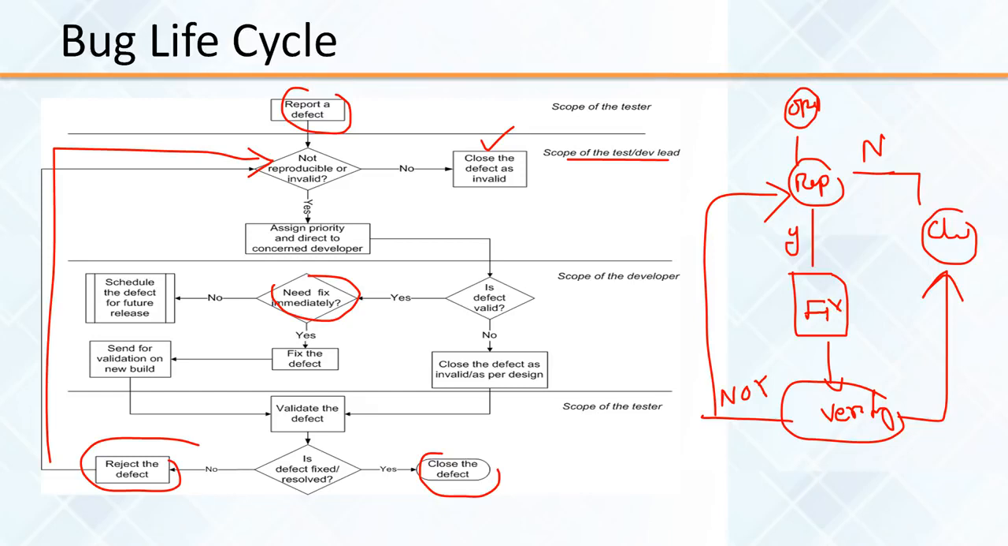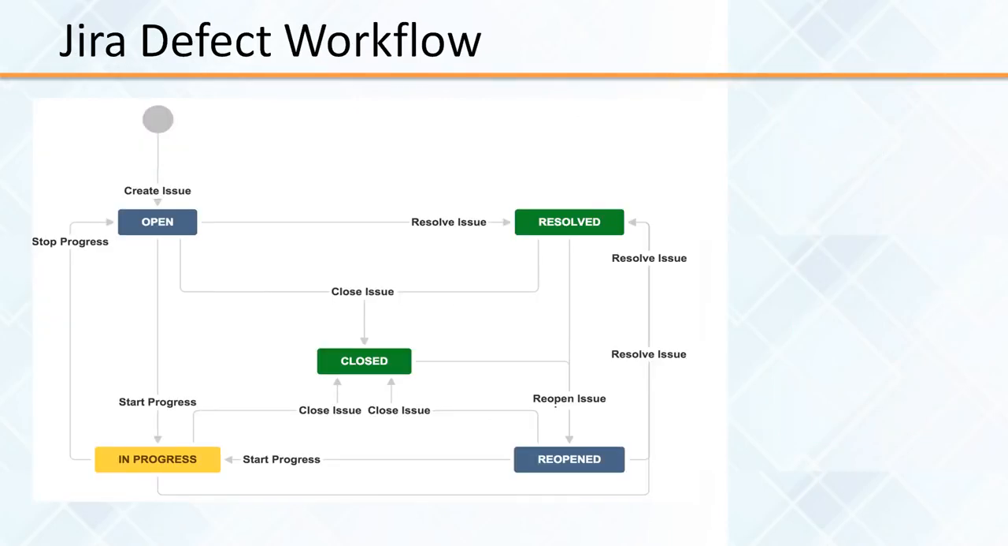Whenever we create a new defect, it will be in the open state. Whenever the defect is resolved by the developer, it will be in the resolved state. Whenever we close the defect, it will be in the closed state. When the developer is working on the defect, it will be in the in progress state. Suppose the developer says fixed, but it is still not fixed, then we can reopen the defect, and the defect will be in the reopened state. So a defect has certain states or statuses: open, resolved, closed, reopened, and in progress. These are the states of the defect as per the Jira tool.